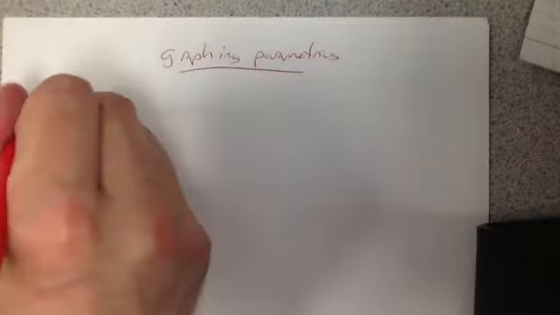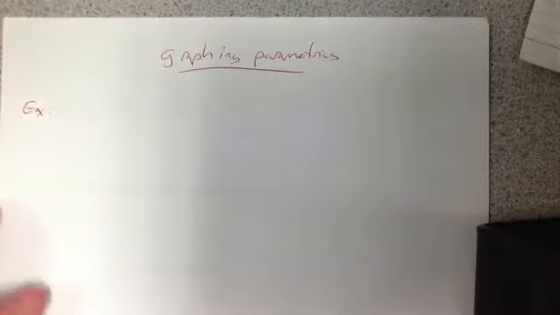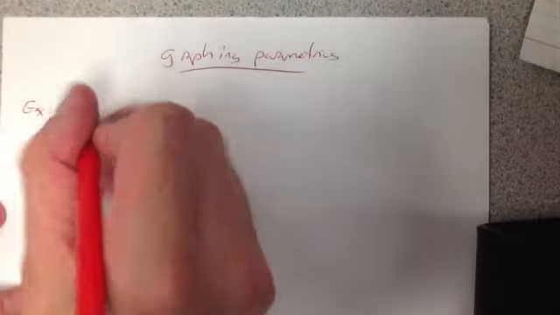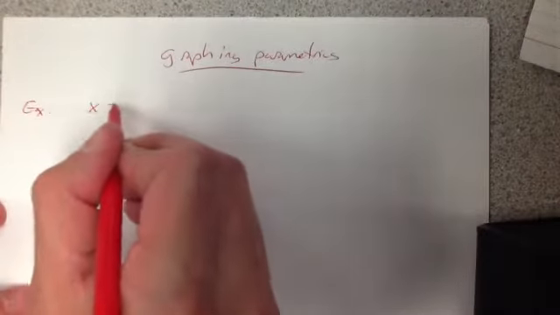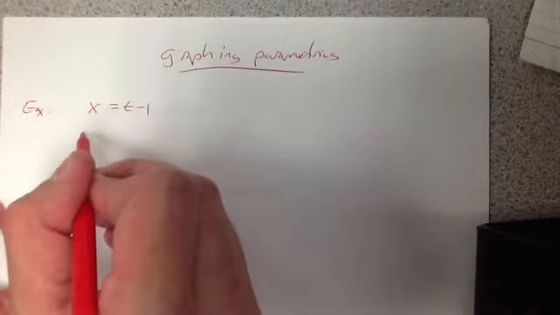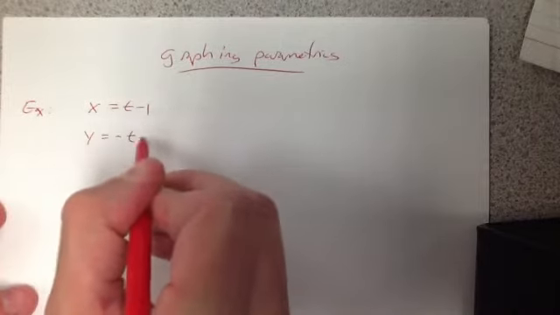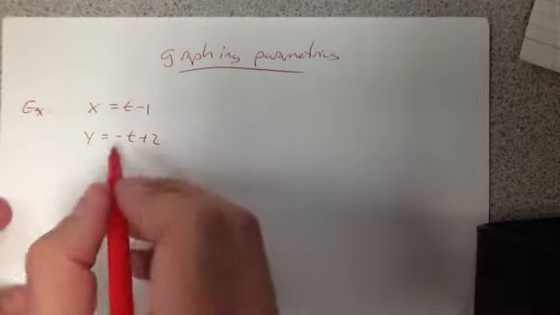Alright, for part 2, we're going to work on graphing parametrics, something we've already covered, but let's go ahead and review. So we'll take a look at an example. Let's say one of our parametric equations for x is t minus 1, and the second one is y equals negative t plus 2. And we want to sketch this.